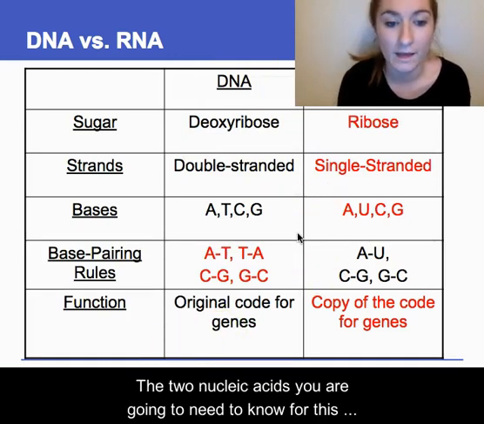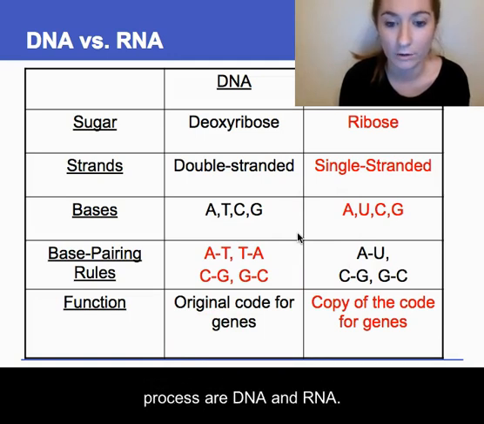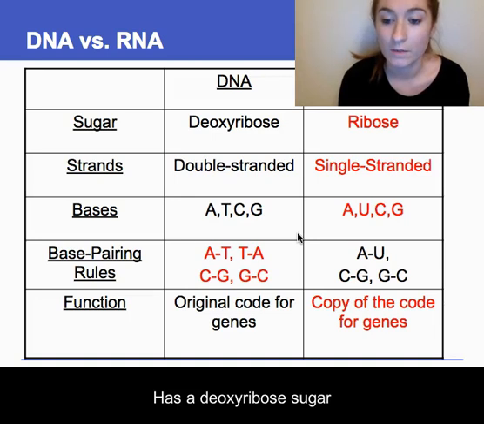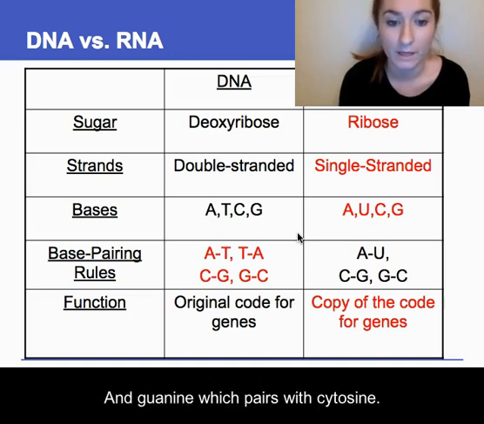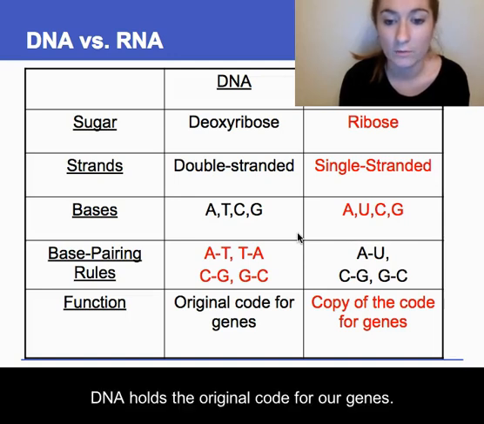The two nucleic acids you are going to need to know for this process are DNA and RNA. DNA, or deoxyribonucleic acid, has a deoxyribose sugar and is double-stranded. It contains the bases adenine, which pairs with thymine, and guanine, which pairs with cytosine. DNA holds the original code for our genes.